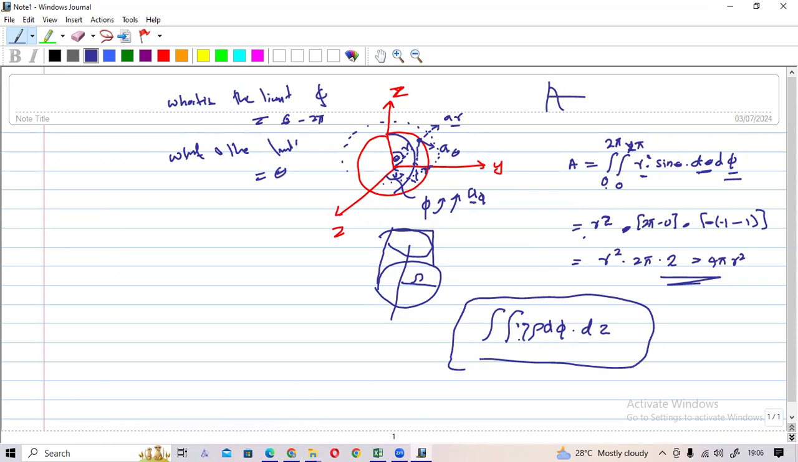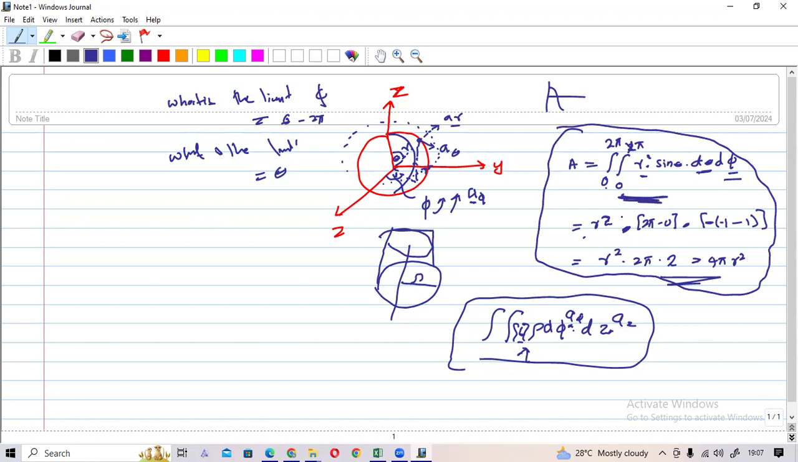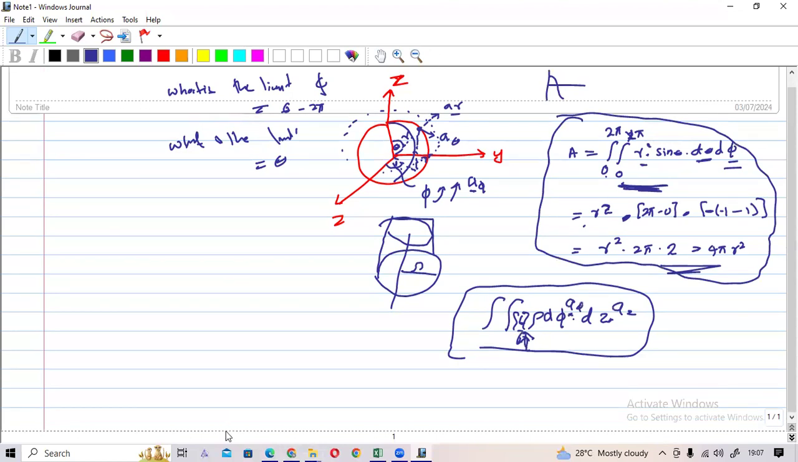Your integration will be like this. If this function is a vector function, you have to consider the vector also here: phi is a phi and z is a z. Those vectors you need to consider, but here we don't consider a vector, we just consider only the surface. That is why I write like this. If this distribution is a vector, you have to also consider the vectors. So that idea you should know.